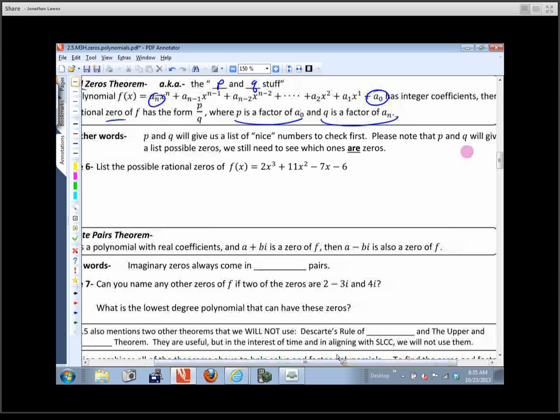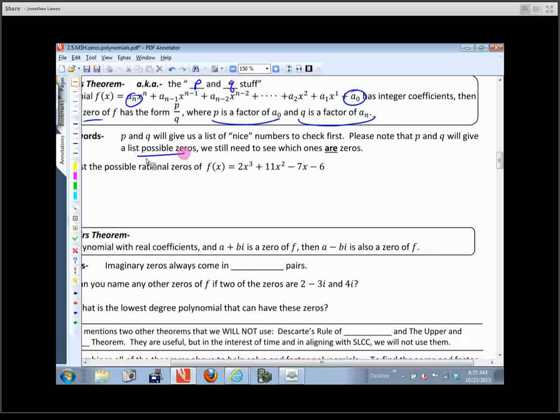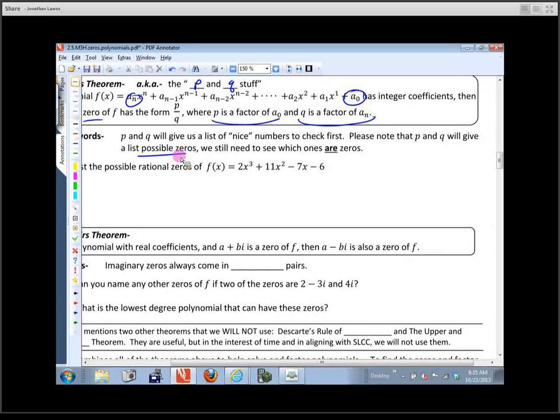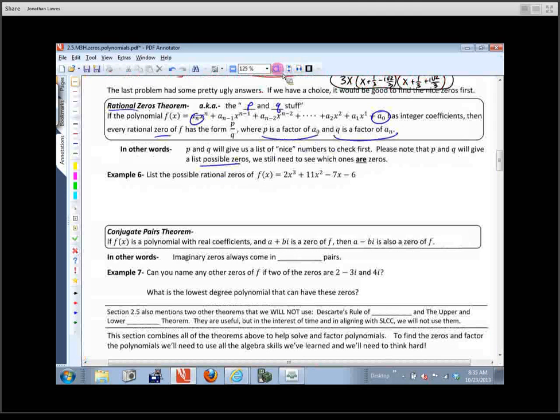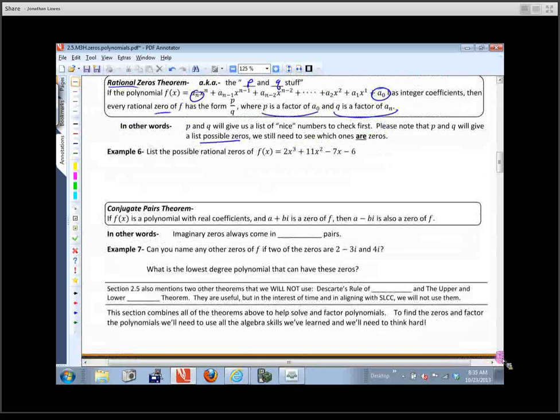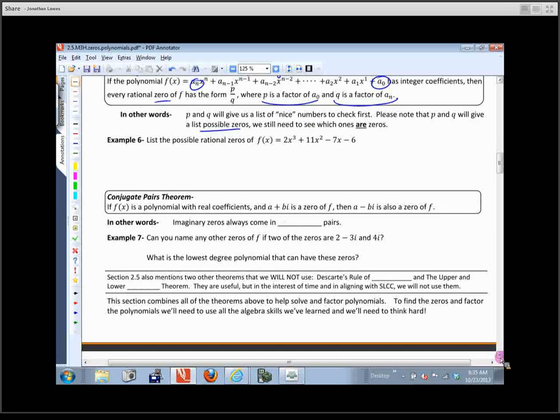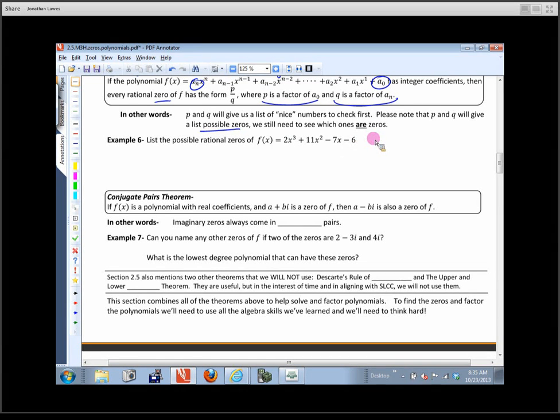And the one thing you want to note is P and Q is going to give us a list of the possible zeros. It's not going to tell us what the actual zeros are. So I've got a problem right here, and you literally have some problems that are just like this. It'll say list the possible rational zeros. So all we need to do to apply this theorem is check and make sure that this is in descending order. Is it in descending order? It is. P is the number on the end, and Q is the coefficient on the beginning. It's not 2x cubed, it's just the 2.